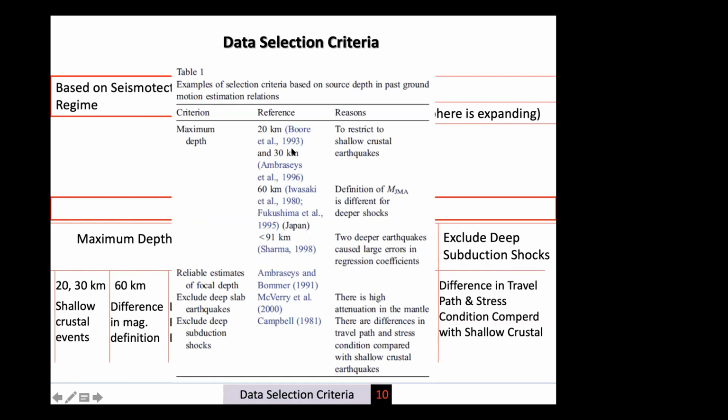So here you can see an example of the selection criteria based on source depth in past ground motion estimation relationships. For example, the criterion of maximum depth is applied by these studies here, and the reason is explained also here. This is the table from one of the papers that I already introduced to you, and you can go through that later on.